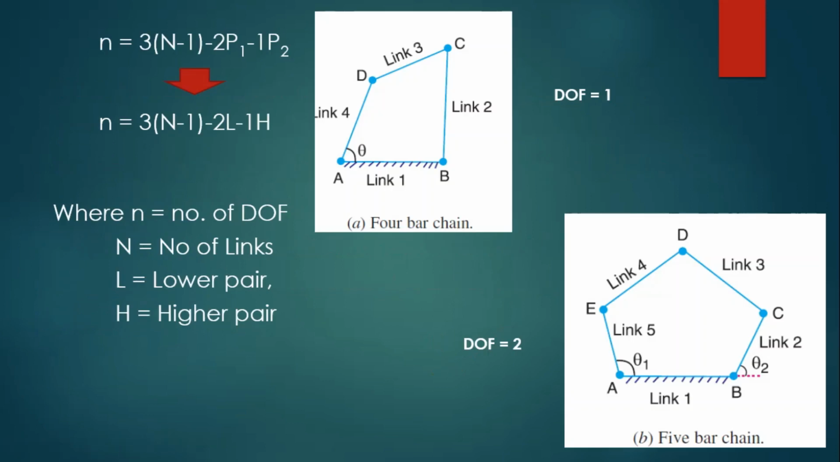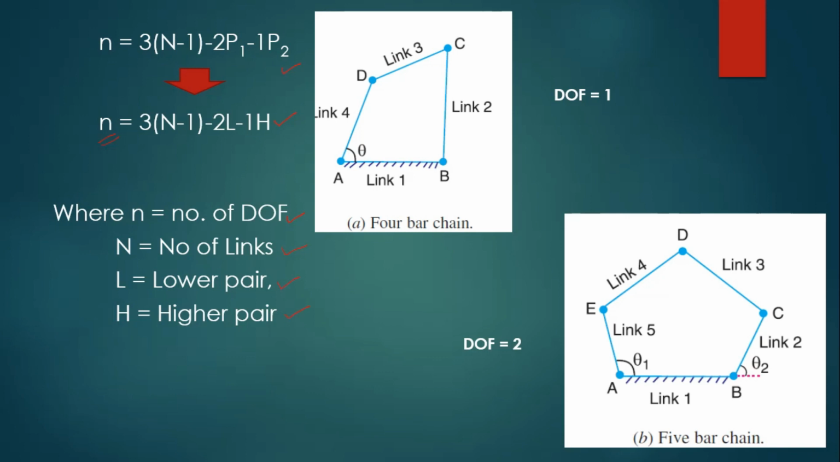So this is the first example. Let us consider the 4-bar mechanism. As we know, the 4-bar mechanism has 4 links. So we know that n is equal to 3 into (N minus 1) minus 2j minus h. This is the equation, and we can substitute into either this equation or this equation, right? Here n is the number of degrees of freedom, capital N is the number of links, small l is the lower pair and this is the higher pair, right? So let us take this 4-bar mechanism.